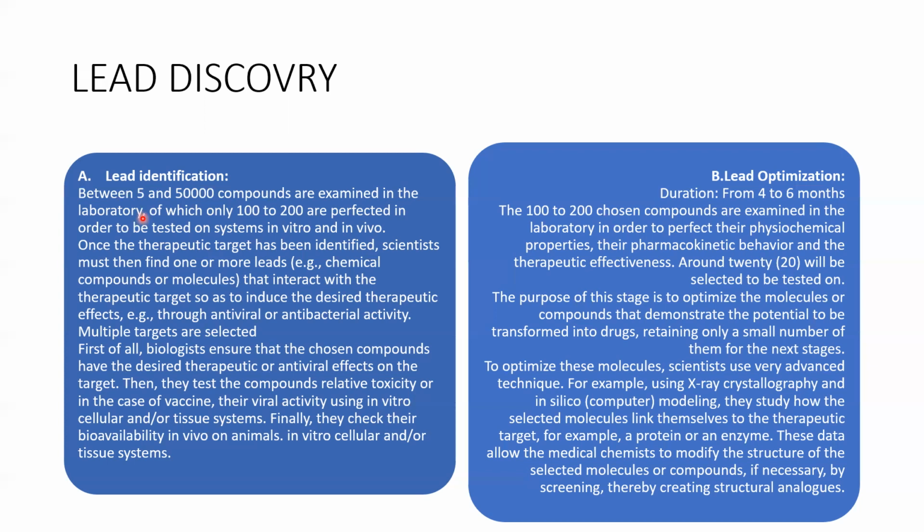As a lot of information is required for the filing application for the drug, the scientists use very important techniques like spectroscopic methods, X-ray crystallographic methods, and in silico computational modeling methods, that means molecular docking and dynamics methods. They also study how the selected molecules link themselves with the therapeutic target, like a protein or an enzyme. This data is very helpful to the medicinal chemist to modify the structure of the selected molecules or compounds. These are the important things that people do.